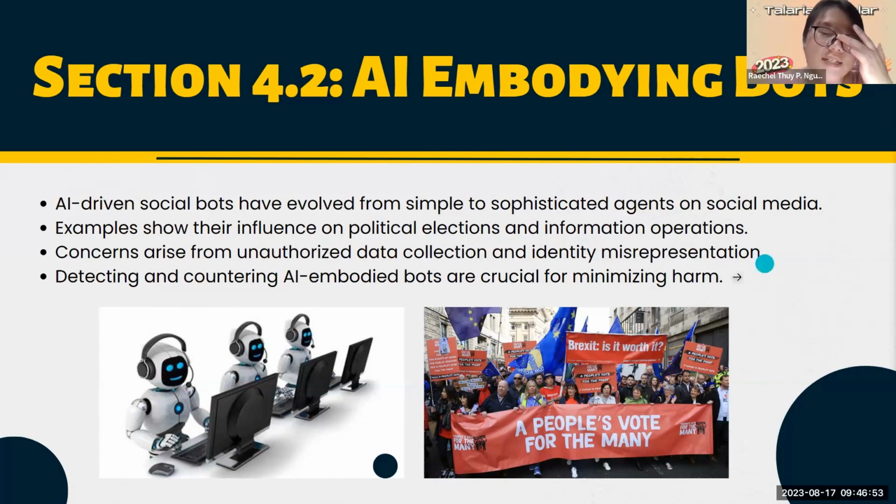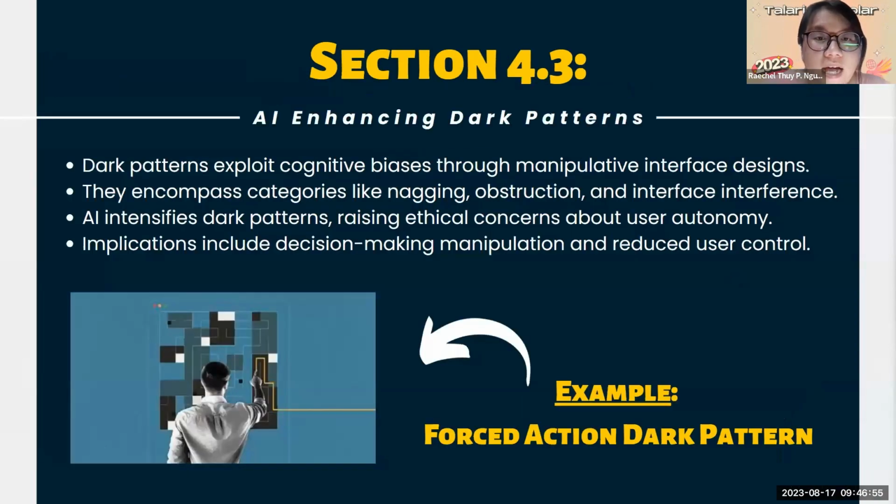On to the next case study, which is AI enhancing dark patterns. Dark patterns are deceptive interface designs that exploit cognitive biases. Think of them as digital tricks that nudge you into making certain choices or taking actions you might not have intended. These patterns come in various forms like nagging, obstruction, sneaking, interface interference, and forced action.